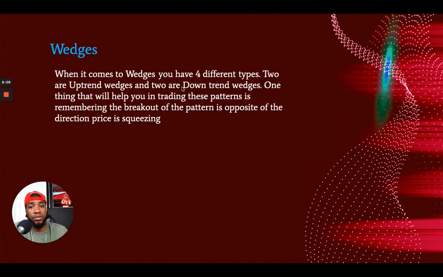Wedges. All right, so when it comes to wedges, you have 4 different types of wedges. 2 are uptrends and 2 are downtrends. One thing that will help you in trading these patterns is remembering the breakout of the pattern is opposite of the direction that price is squeezing in.